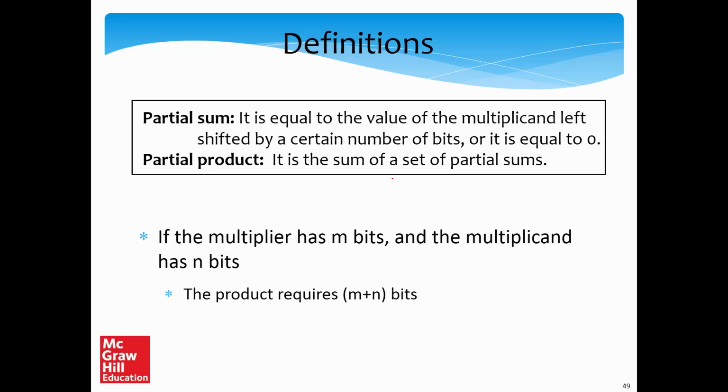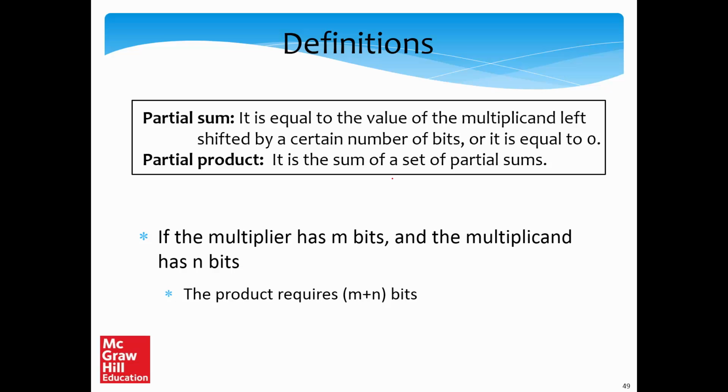So let's now have two quick definitions. A partial sum is equal to the value of the multiplicand left shifted by a certain number of bits, as we just saw, or it is equal to 0, right? And a partial product is essentially a sum of a set of partial sums. And the product is definitely the sum of all the partial sums. But a partial product is a sum of a set of partial sums.